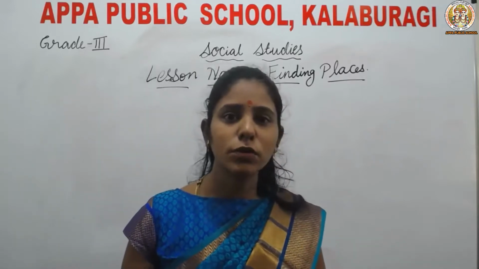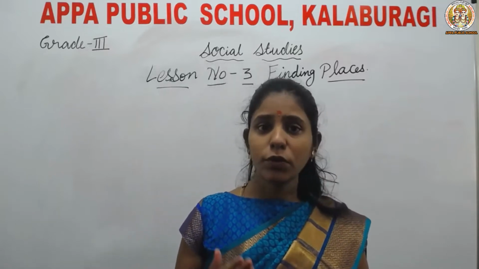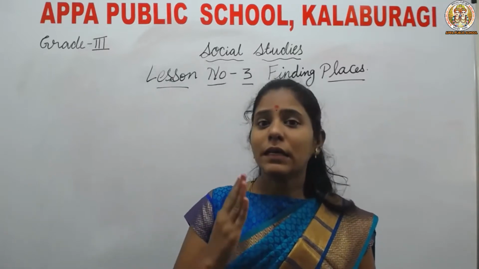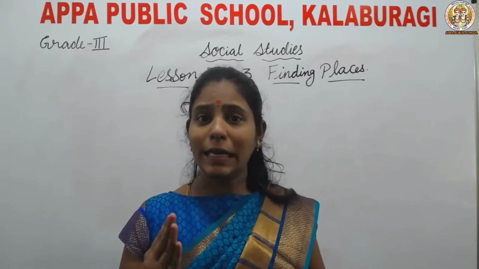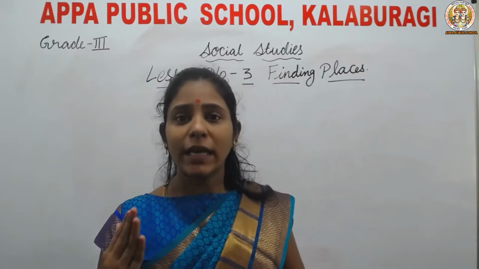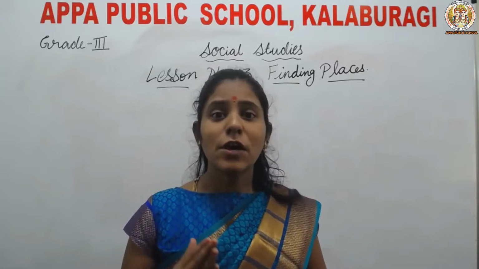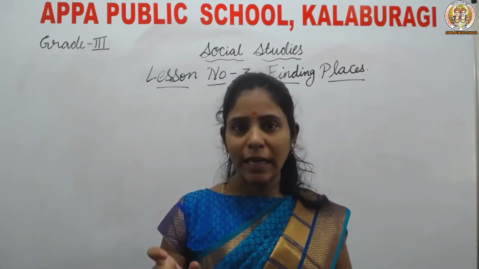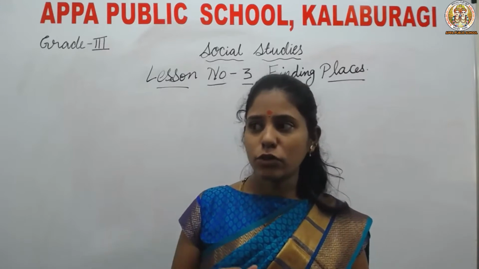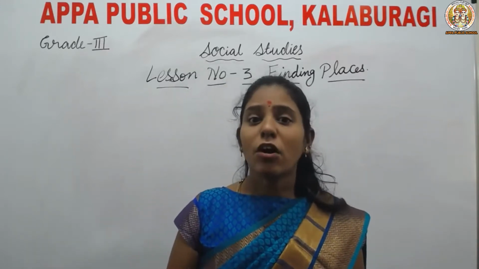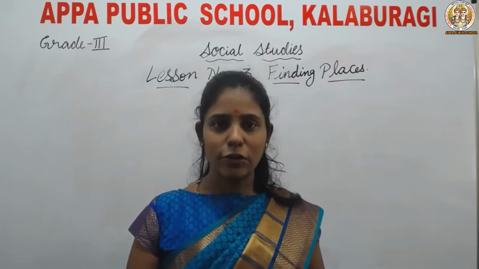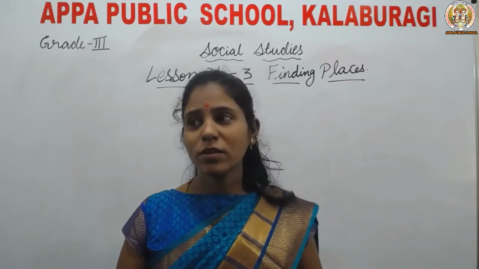After that, what we have studied? We have studied about the atmosphere. What do you mean by atmosphere? The earth is surrounded by a layer of air called the atmosphere. The atmosphere is made up of oxygen, carbon dioxide and nitrogen.